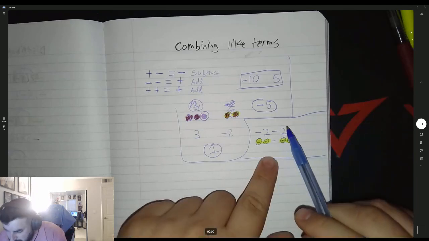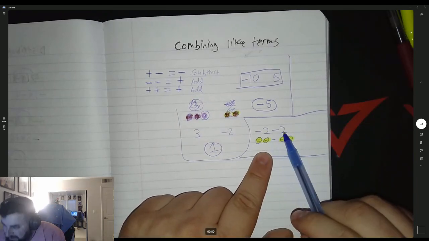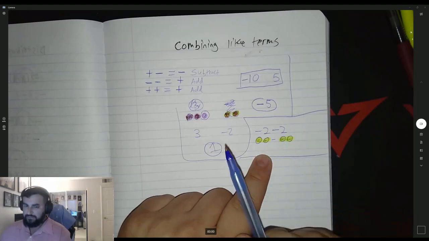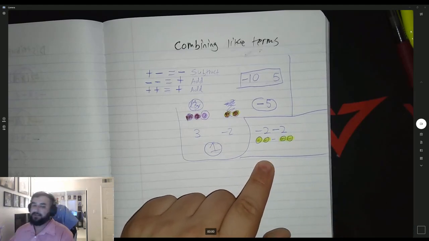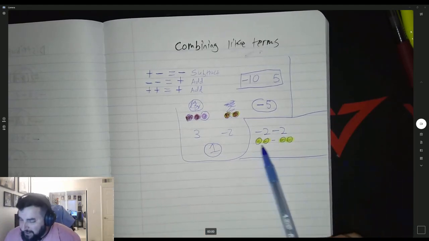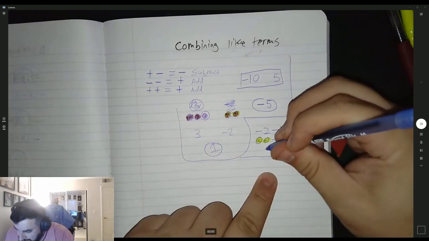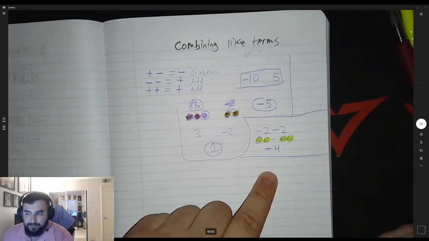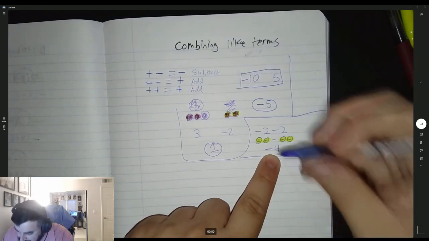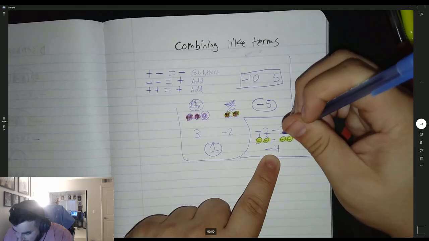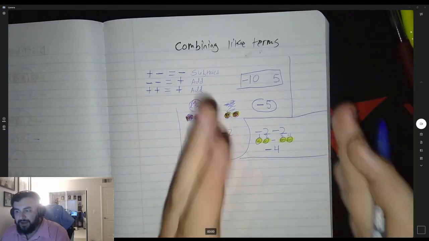So we have two negatives. Think about it this way. Do we get more negatives or do we get more positives? Well, there's 4 negatives total, so that means we have 4 negatives, right? Boom. So that's why you add them. So you get negative 4, because look, there's 1, 2, 3, 4 negatives, so you combine those.